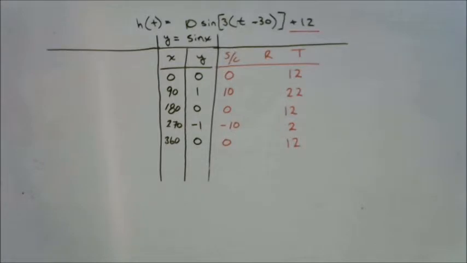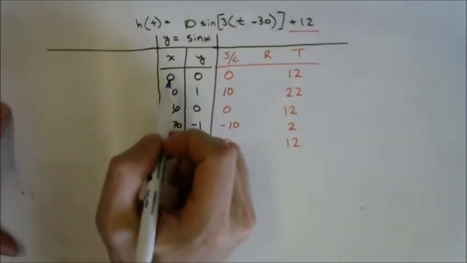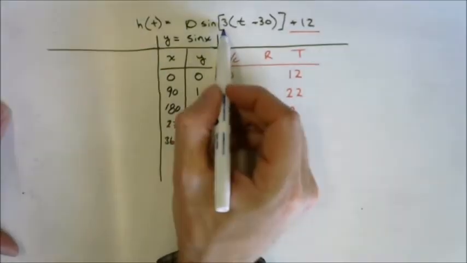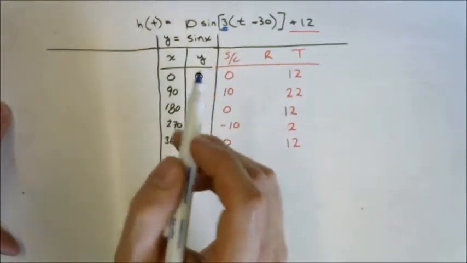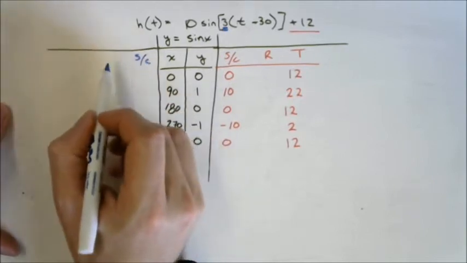Let's look on our other side, our horizontal. What's going to change with x? It's got a k value of 3, which translates into a what? Stretch or compression?